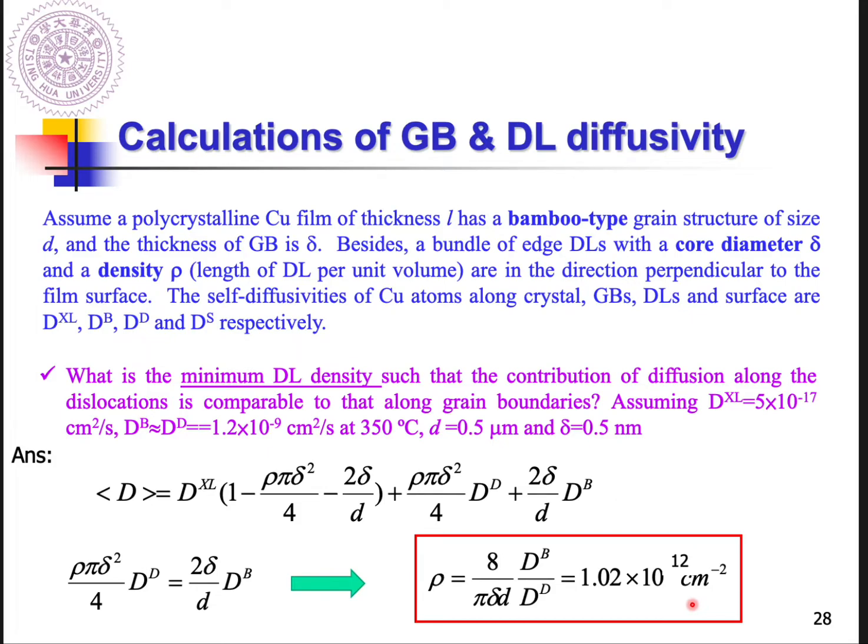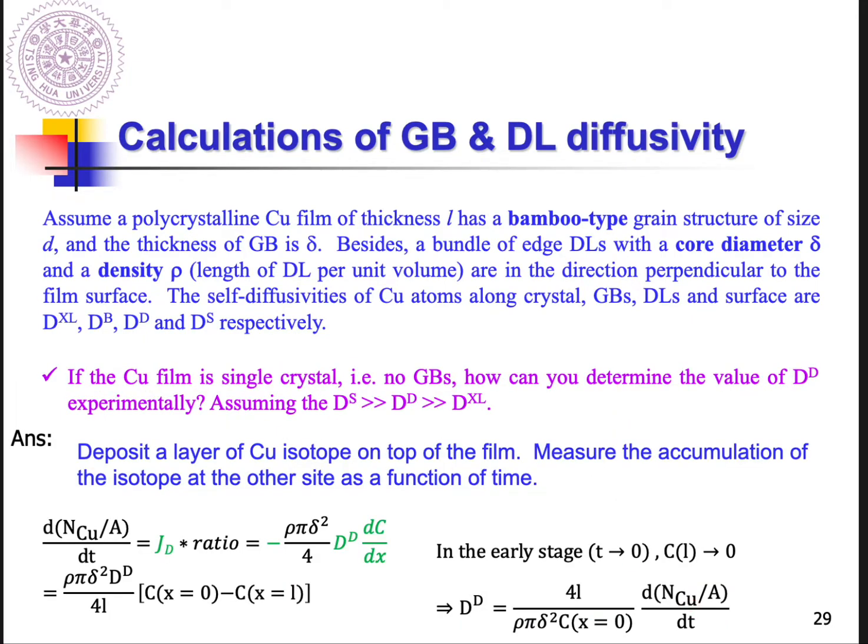Okay. And the last question would be, if the copper film is a single crystal, so single crystal material tells you there's no grain boundary inside these materials, how can you determine the value of DD experimentally? Then we also assume DS much larger than DD, much larger than DXL. So now we don't have the grain boundary part. In order to get the DD, how to do that?